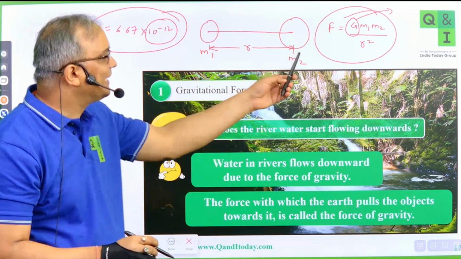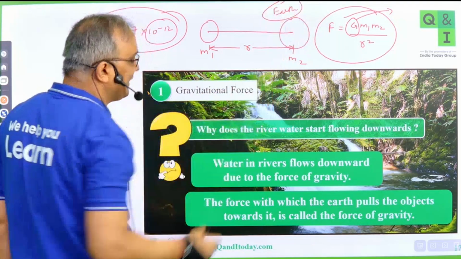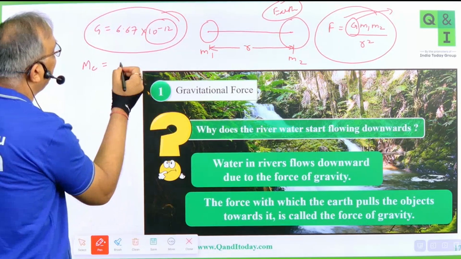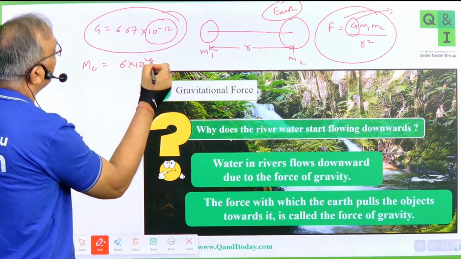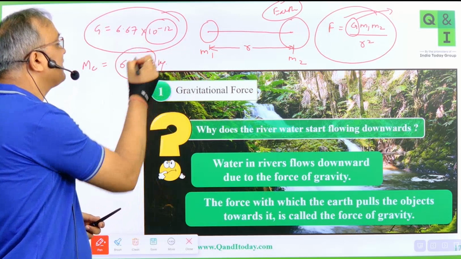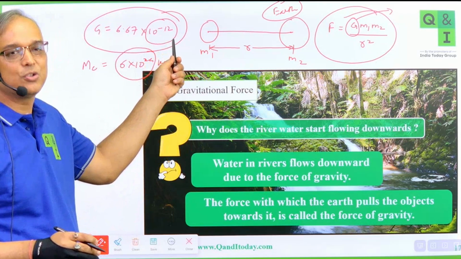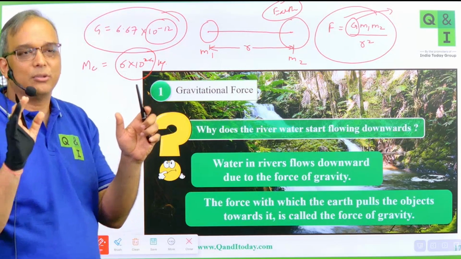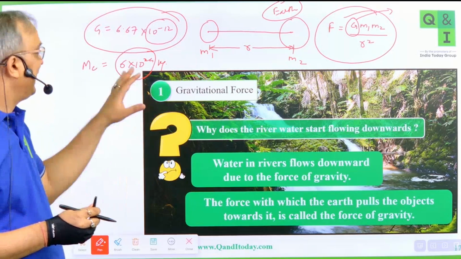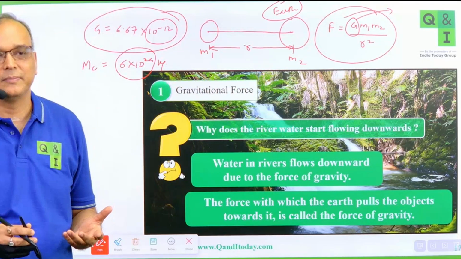Now, in the other case, if I take one of the objects as Earth, the mass of Earth is about 6 into 10 to the power 24 kg, right? Now, if this is the mass of Earth, 10 to the power 24, when you multiply it with 10 to the power minus 11, then you have a significant force. That's why you can observe that force, the gravitational force. Is it clear?